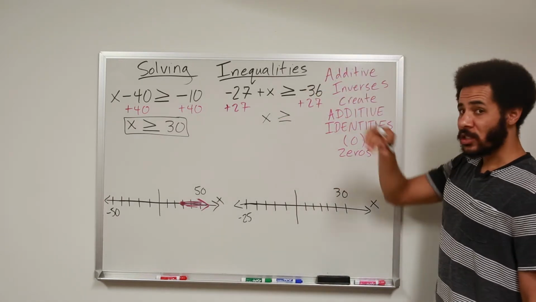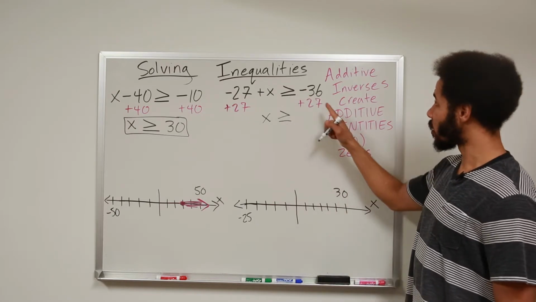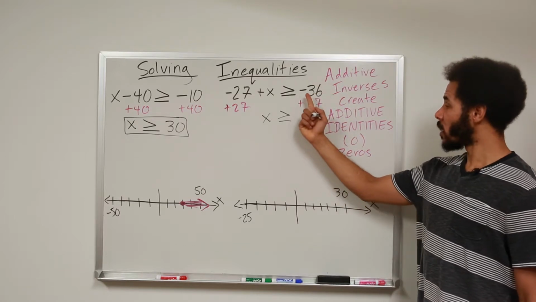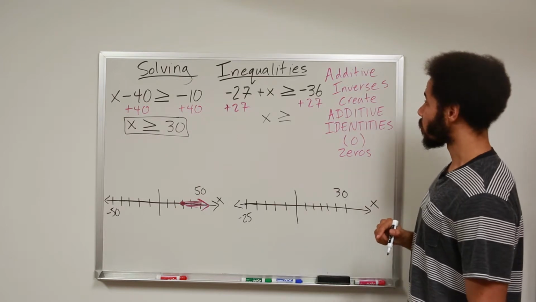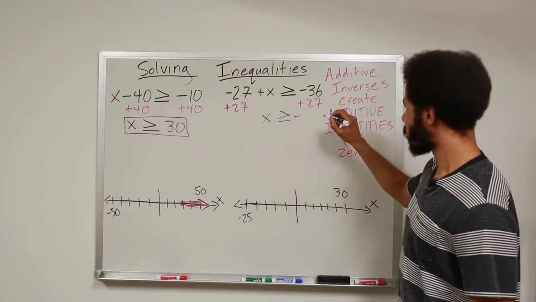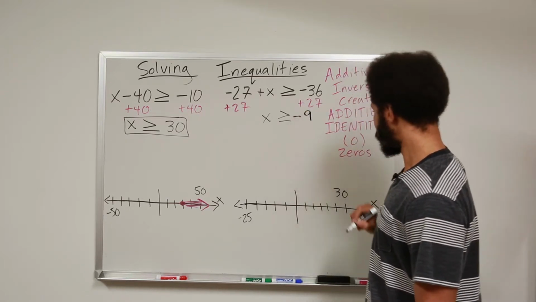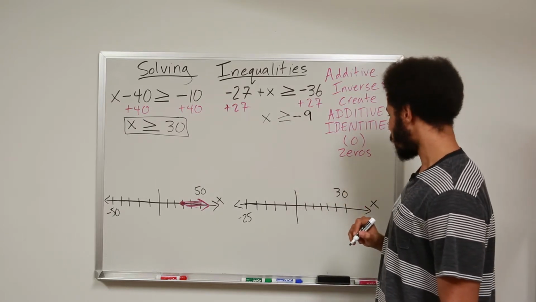Now, whenever you add integers like this, look at which sign has the greatest absolute value. I look at this and know my final answer is going to be negative because there are more negatives here than positive. -36 has a greater absolute value than +27. So I know I'm going to have negative something. When I subtract, it's a 9. Negative 9 here. So x is greater than or equal to negative 9.